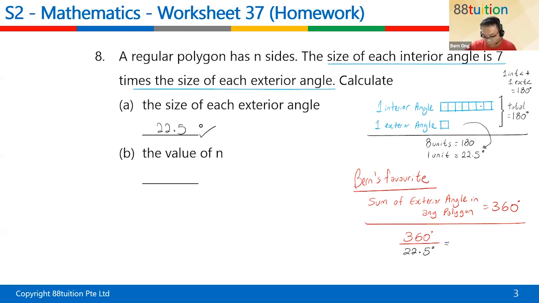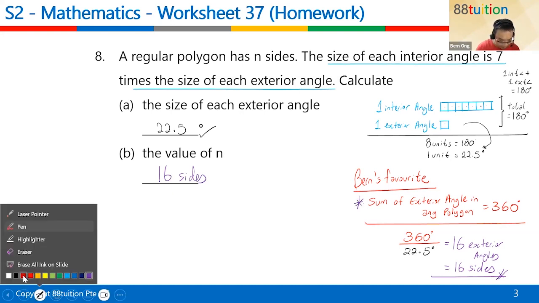And if one of them is 22.5, how many exterior angles are there? We are talking about 16 exterior angles. If there are 16 exterior angles, it means they have 16 sides. You understand or not? And that's how you find it. That's why this formula is my favorite. Don't have to think one.